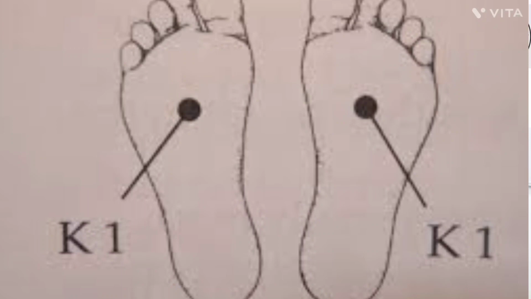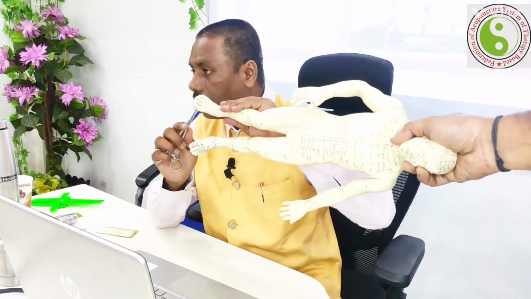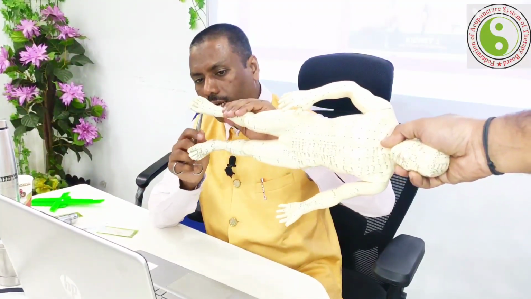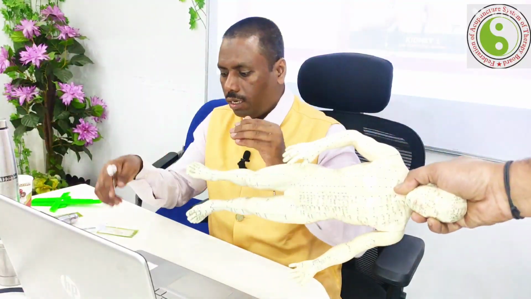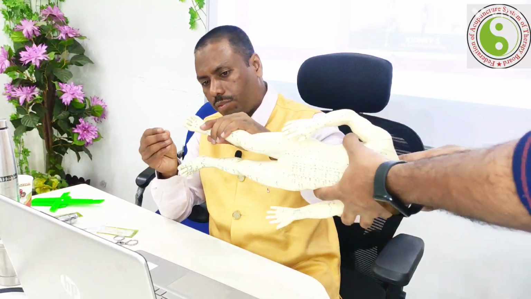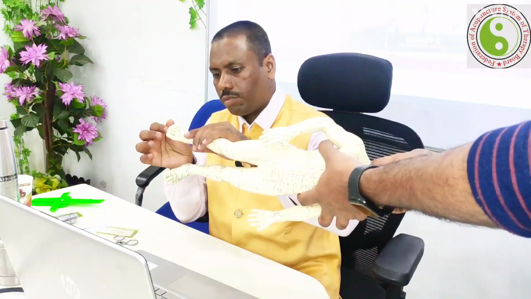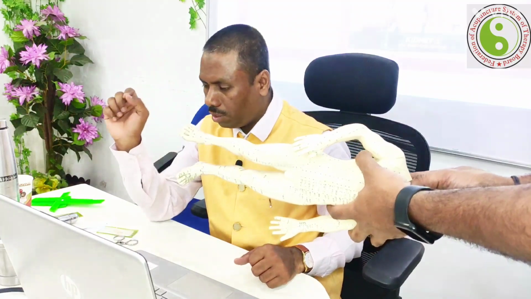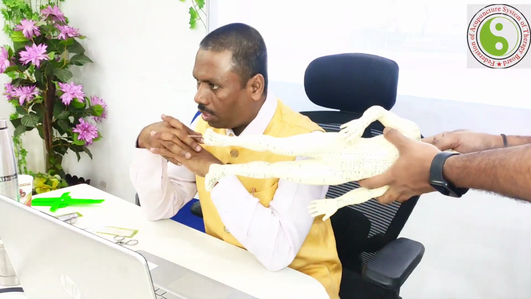Now let me start one by one. The K1 acupuncture point. I clean this area because this is especially the dirtiest area. So we clean the entire area of the sole of the foot, and then we insert the needle here, especially on the K1 region, right? This is called the Kidney 1 acupuncture point. But now where exactly, precisely, is this point located? Let me see.